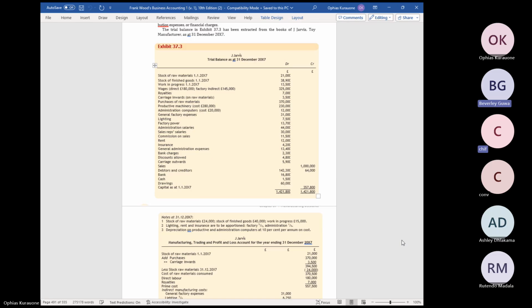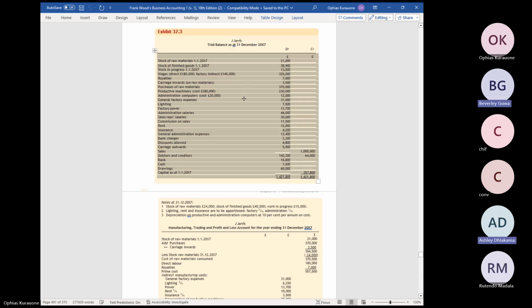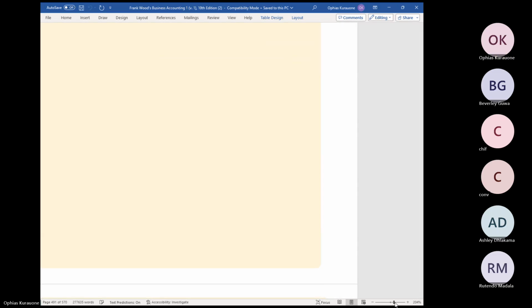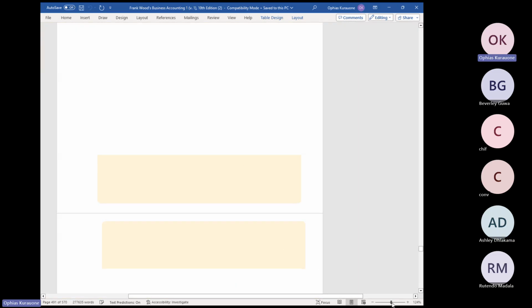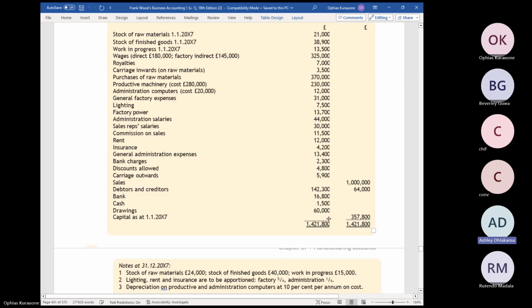Alright, exhibit 7.3. Let me try to make sure that it's large. Enter now.